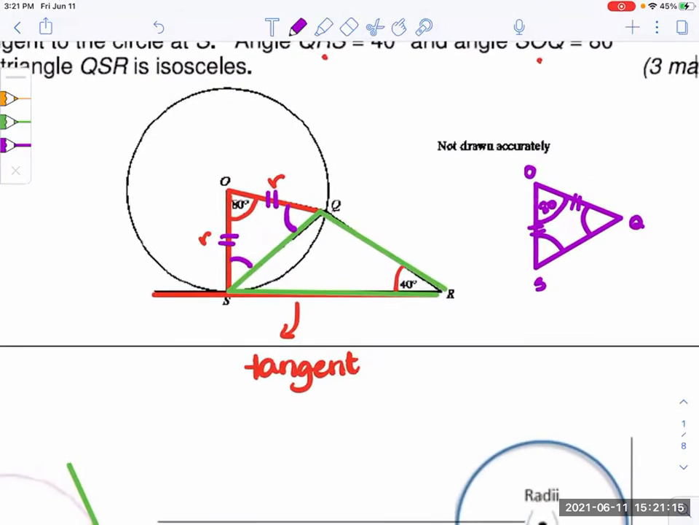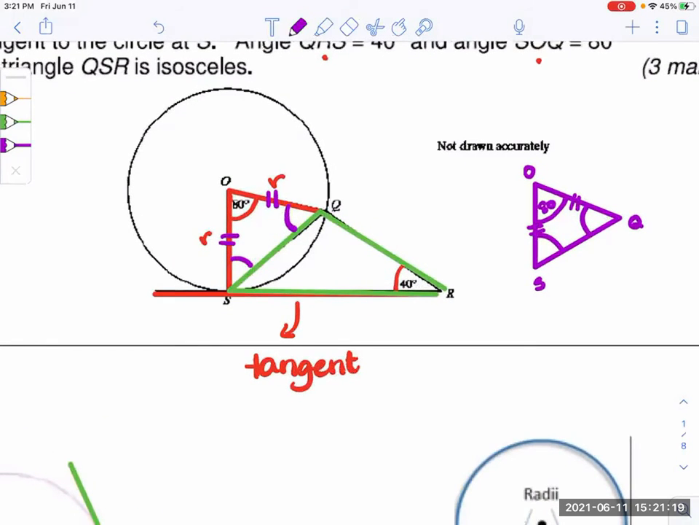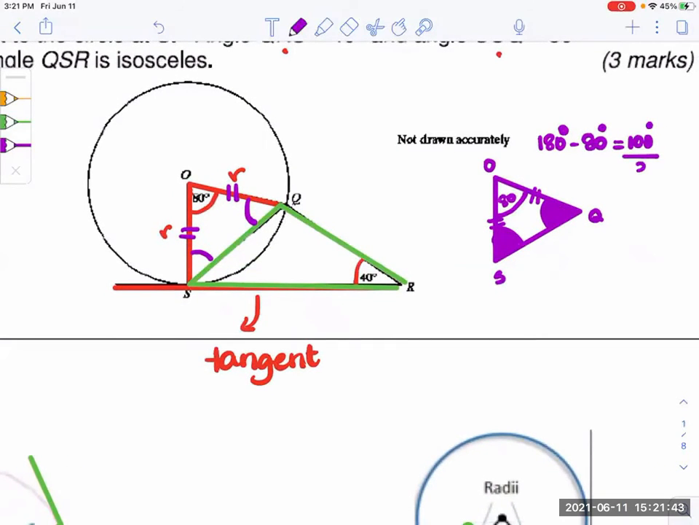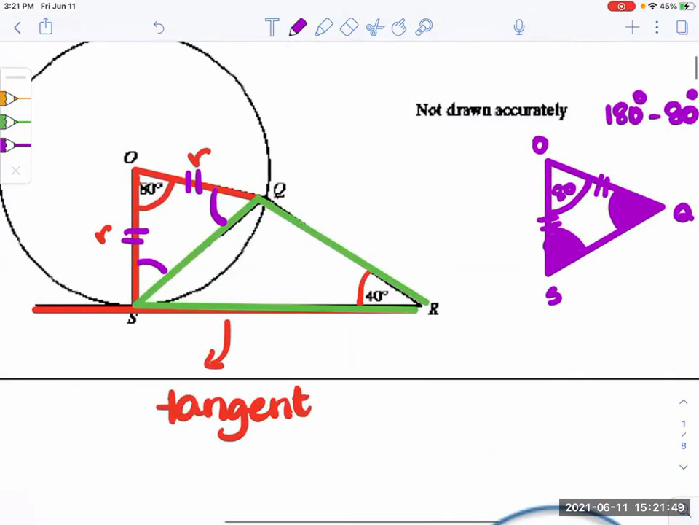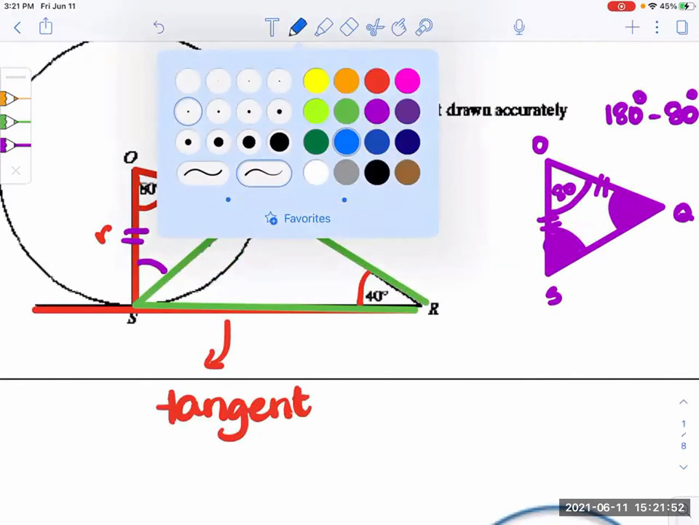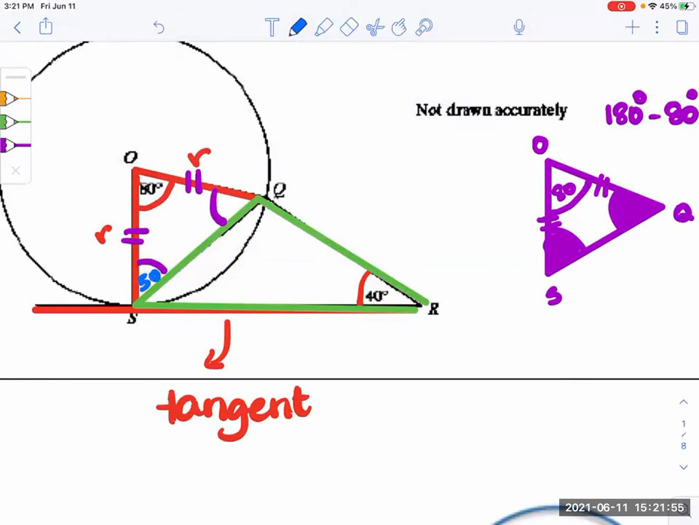Give the others a few minutes. Let's finish. Remember that this angle here must be the same. So you will take your calculator and subtract 80 from 180 and you will get 100. Did you all get 100? Yes. And 100 divided by 2 is 50. Do you all agree? Right. So this angle here is 50 and this angle here is also 50, right?